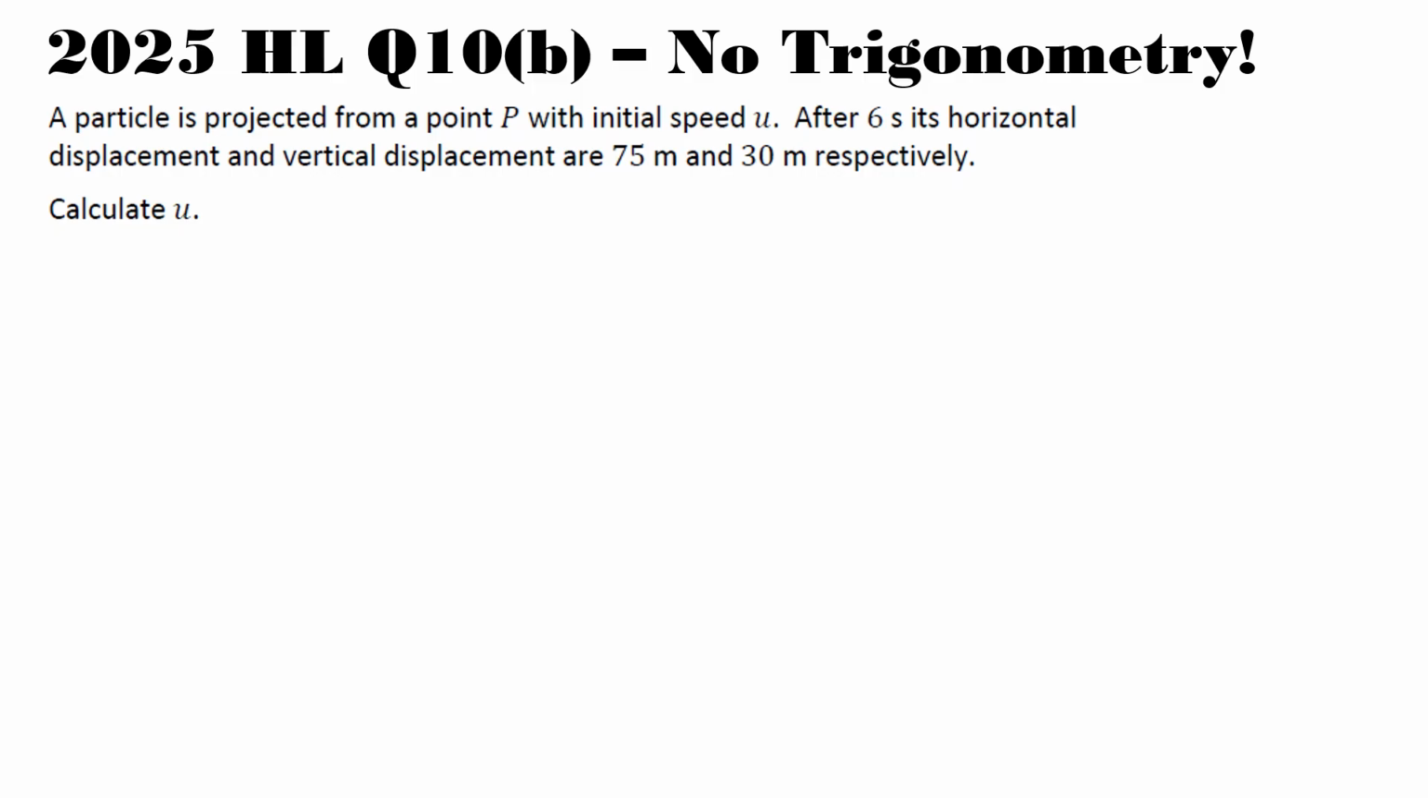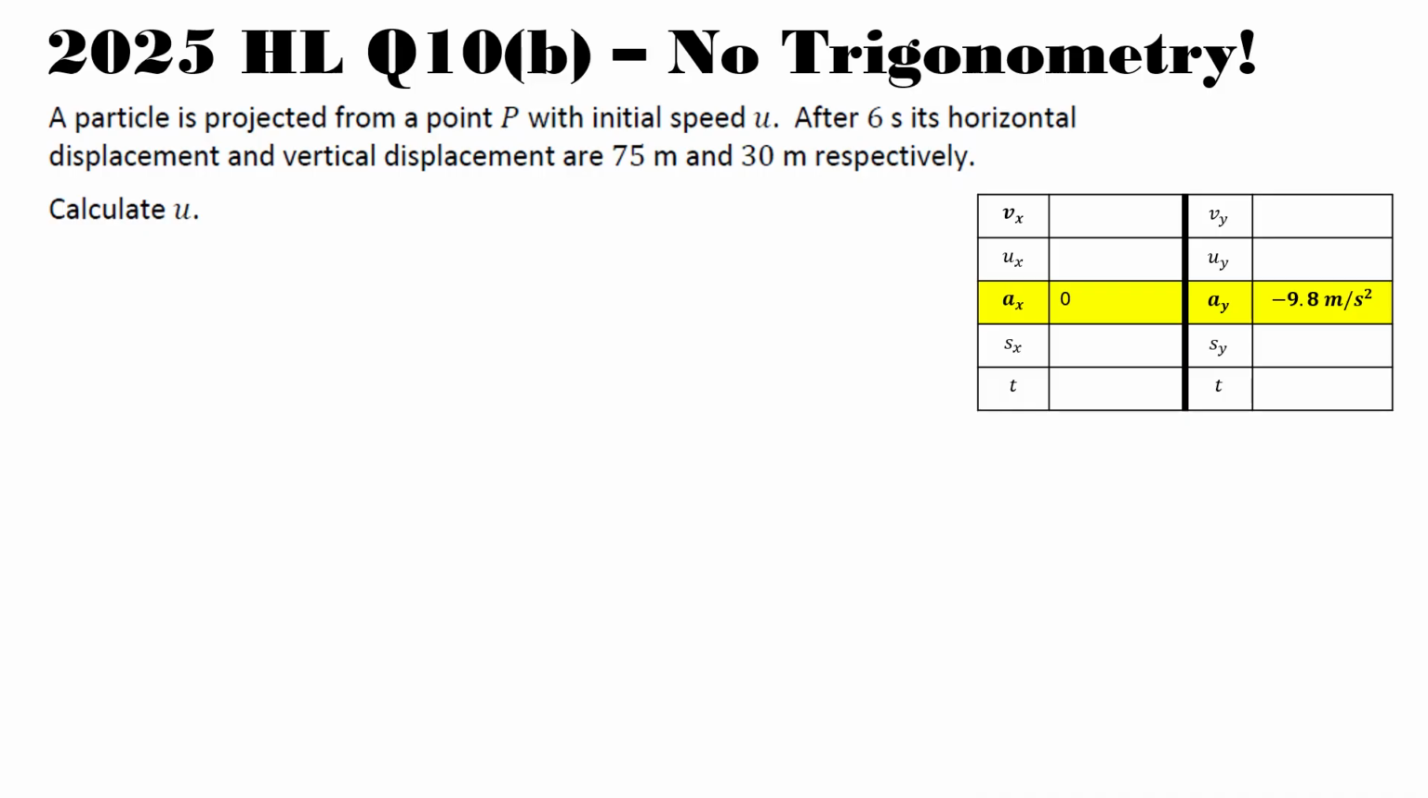So a particle is projected from point P with initial speed u. After 6 seconds, its horizontal displacement and vertical displacement are 75 meters and 30 meters respectively. Calculate u. So let's fill in our table again. So we have our 75 meters in the horizontal direction after 6 seconds, and we've 30 meters in the y direction after 6 seconds.